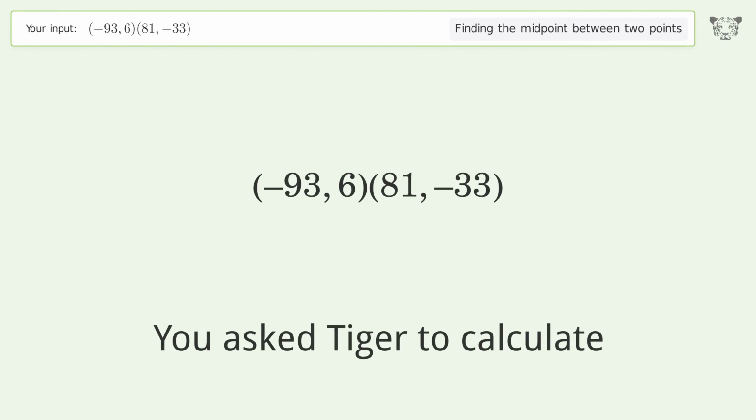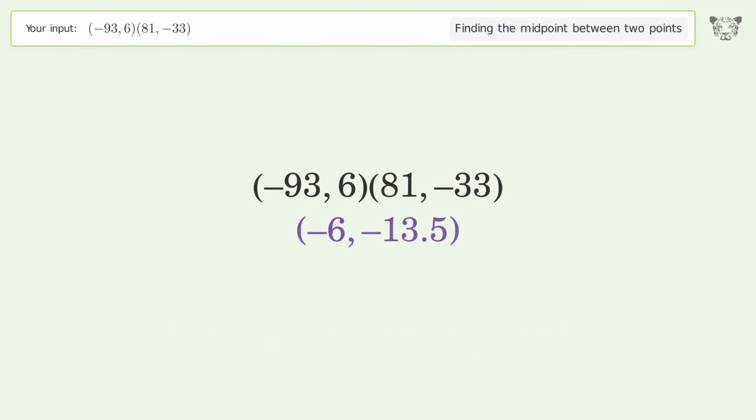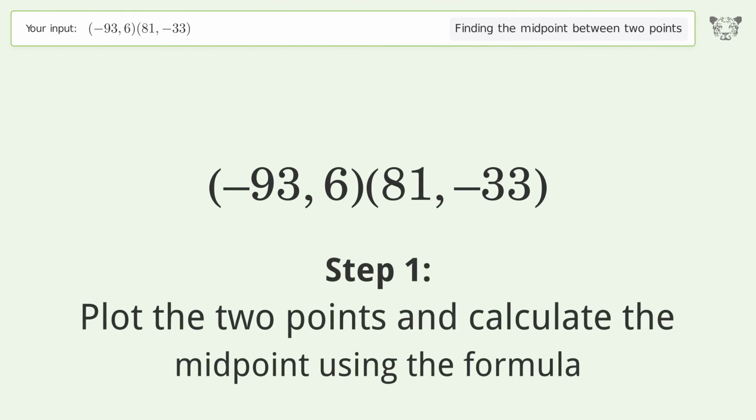You ask Tiger to calculate. This deals with finding the midpoint between 2 points. The midpoint between the 2 points is -6, -13.5. Let's solve it step by step. Plot the 2 points and calculate the midpoint using the formula.